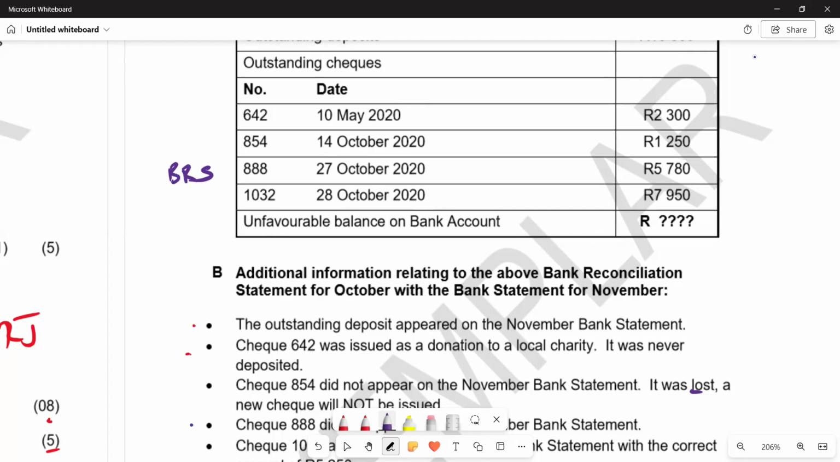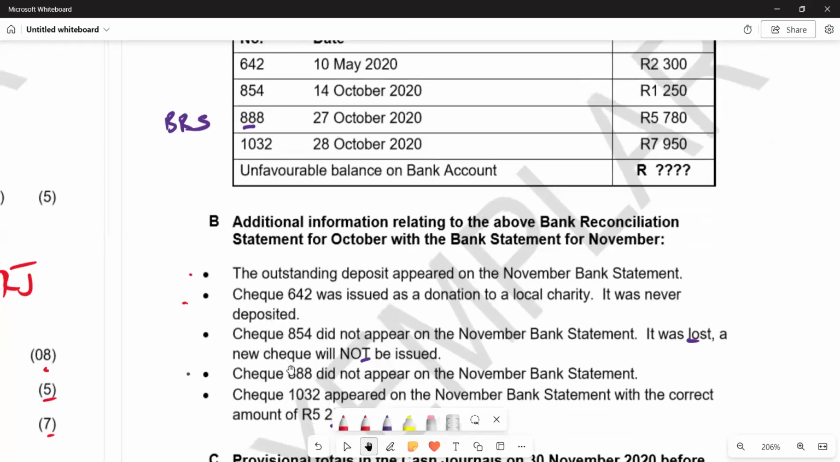So we've got this check 888, which is being mentioned here. Let's go back to see where it is mentioned. On this point they are saying check 888 did not appear on the November bank statement. And when they just mention it like this and don't mention the reason why it's not appearing, it means it's supposed to be there. So we need to put it in the bank reconciliation statement.